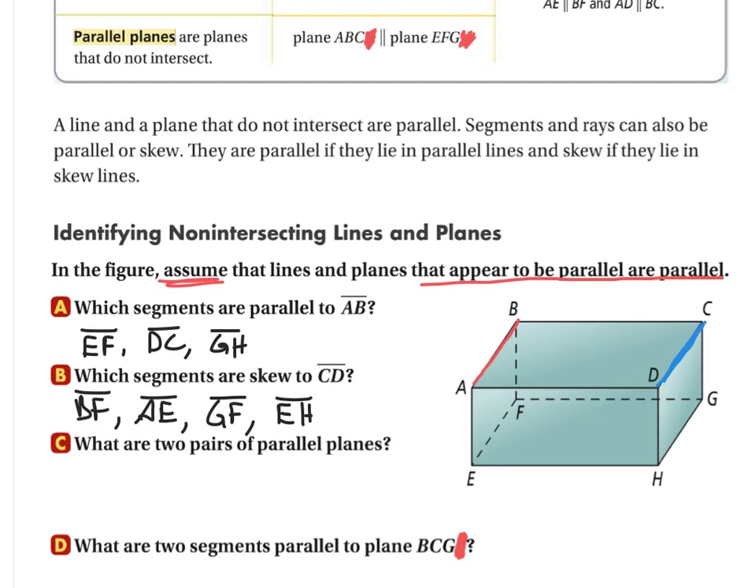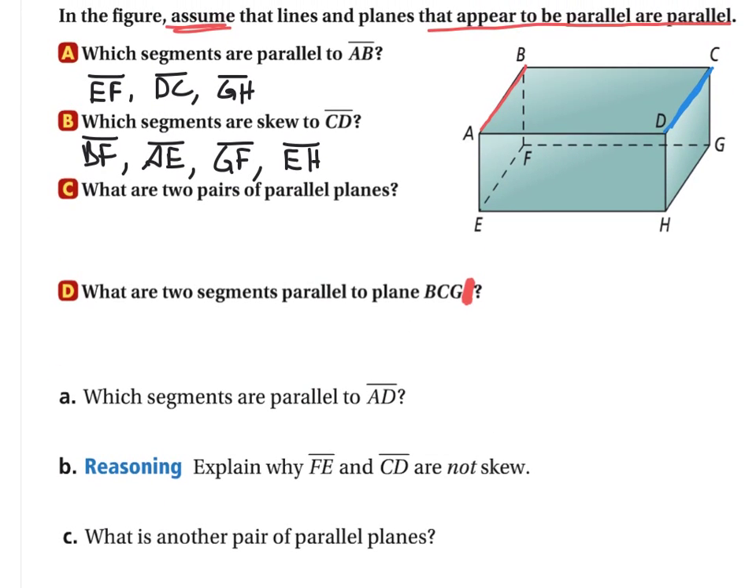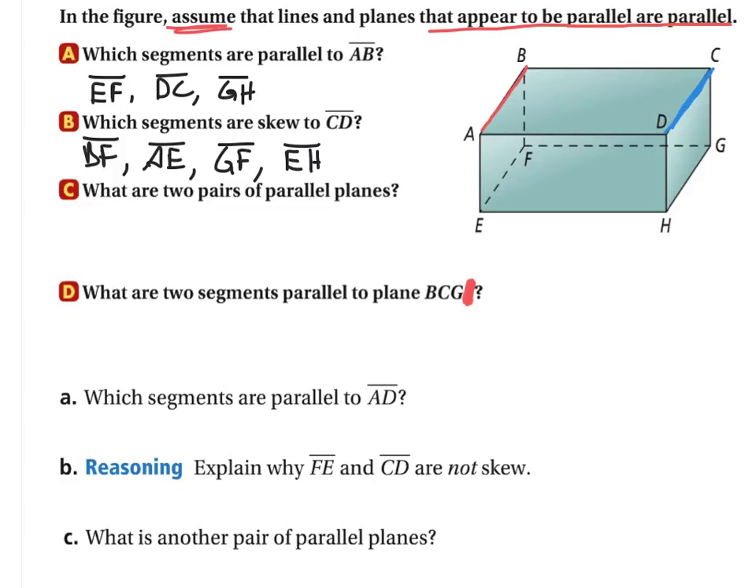All right, very good. What are two pairs of parallel planes? BAD and FEH. Plane BAD and plane what? BAD and FEH. FEH, I agree. We need another set, another pair.